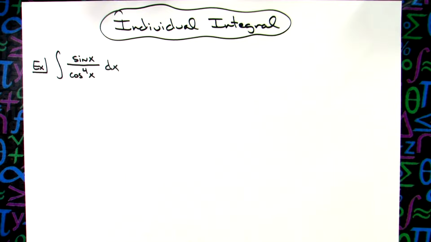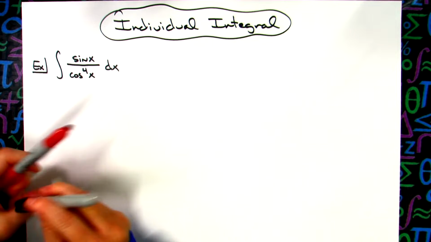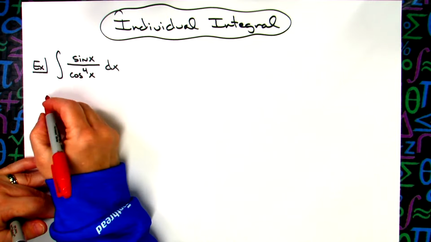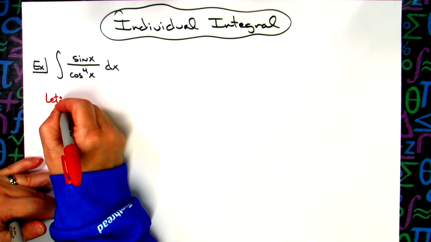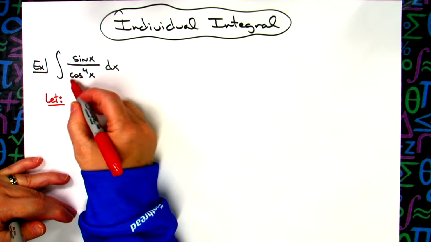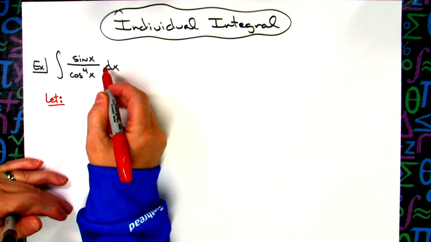All right, in this video, we're going to be doing an individual integral. It is going to be just a basic u-substitution integral, one which would be found in a Calc 1 class. So we're going to start by letting u be the inside part of that denominator. That denominator is a cosine x raised to the fourth power.